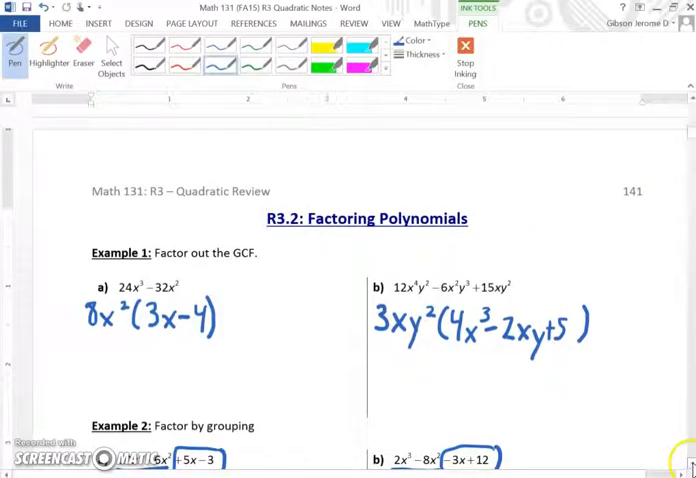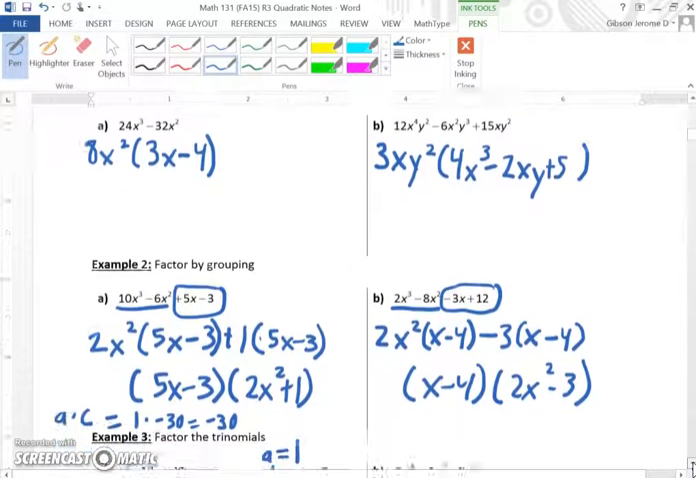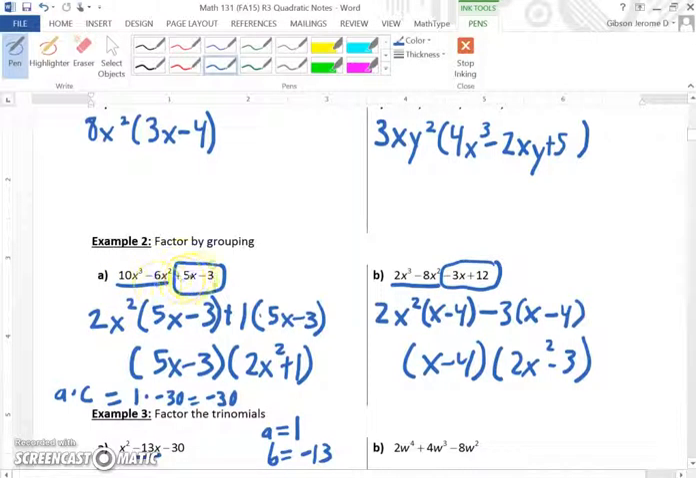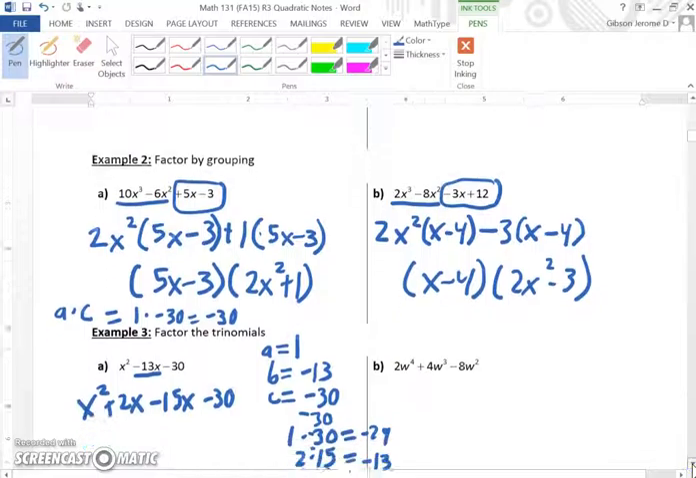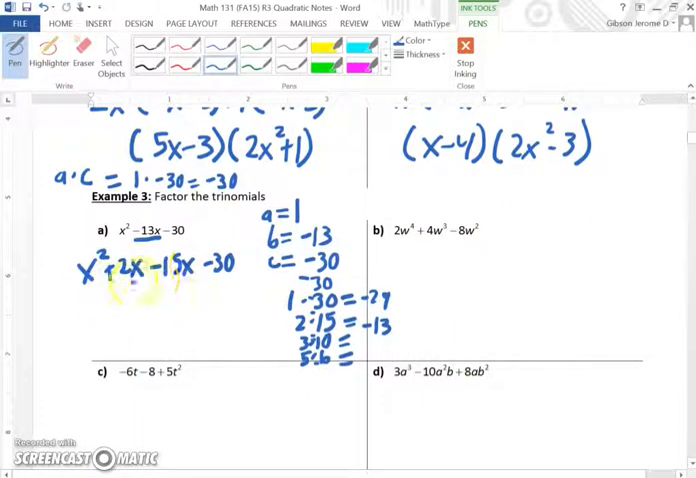Oh, I guess it went up a little too far. What we did here in example 2a: remember, after we factor, we have 4 terms here. So we would group them. We group the first 2.